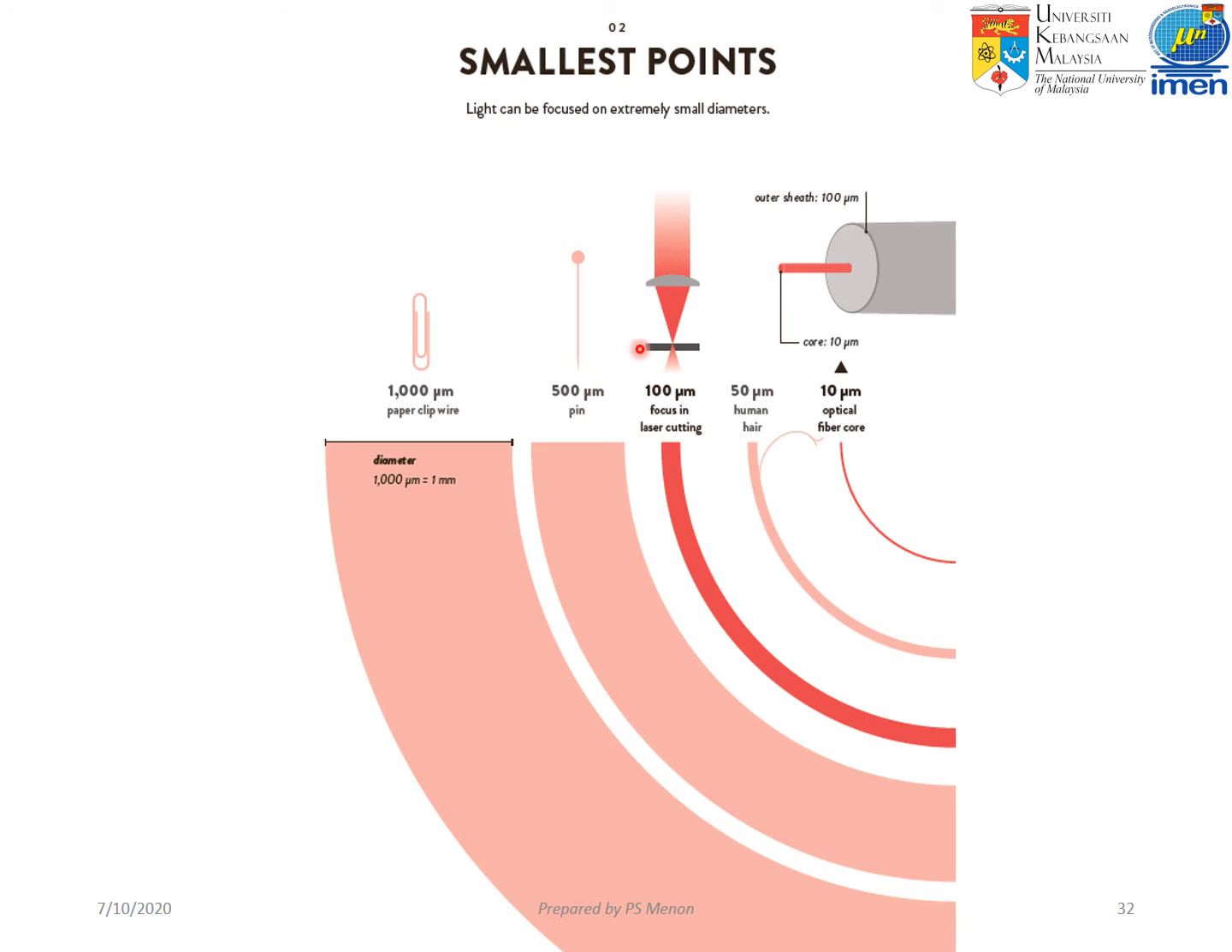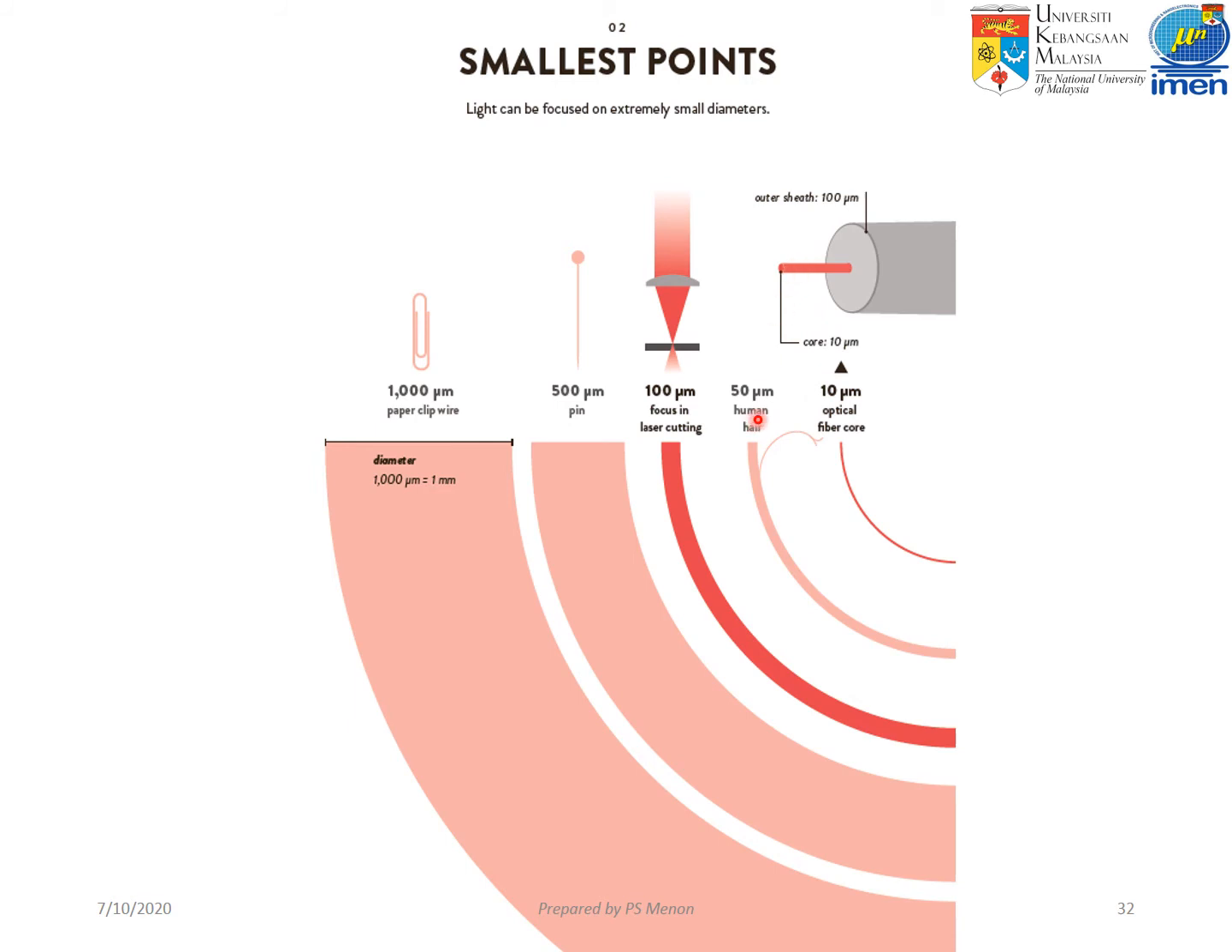We go smaller. Focus in laser cutting. When you're using laser cutting, what is the focal point? It's 100 micrometers. Smaller, human hair is 50 micrometers. That's how small it is, one hair. And in photonics, the optical fiber core is 10 microns thick. Okay, this part over here which carries the optical signal is 10 microns thick.